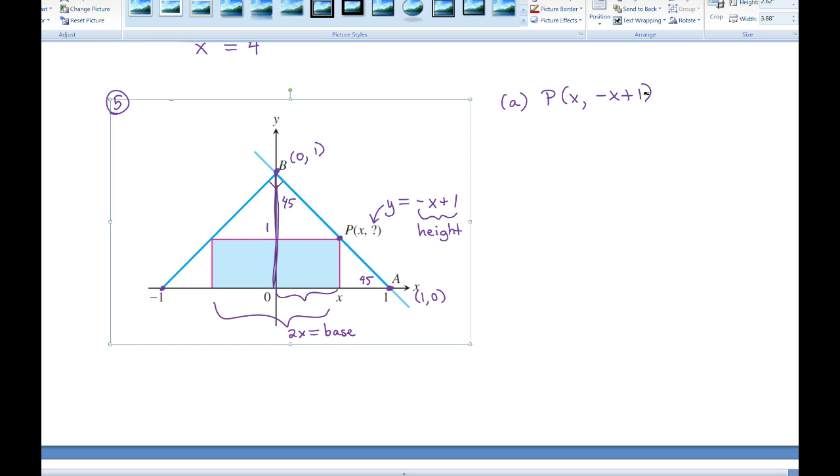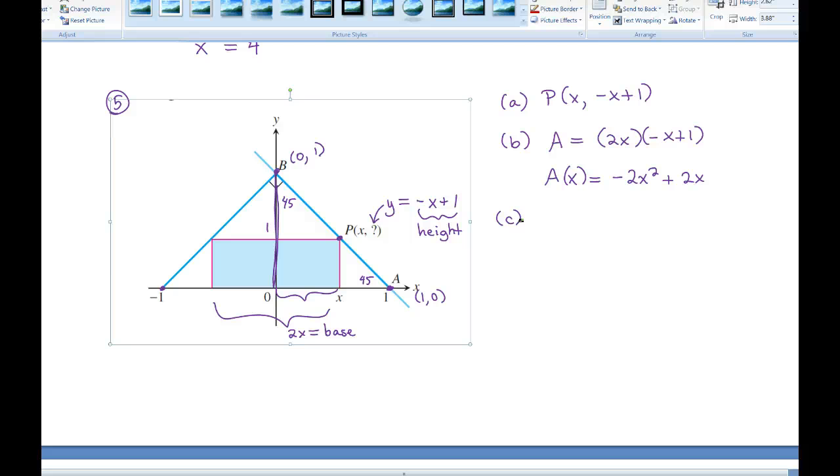Next it says B. Express the area of the rectangle in terms of x. So as I was just showing you, the base is going to be 2x and the height is negative x plus 1. And then we can just multiply that out, and we can write it as a function of x. So negative 2x squared plus 2x.